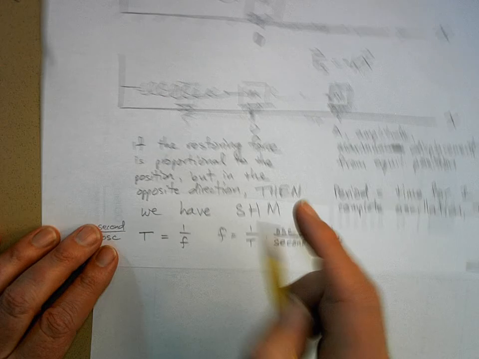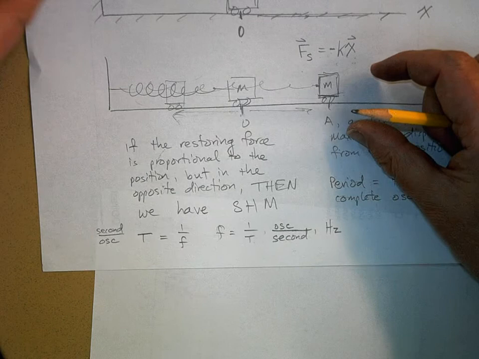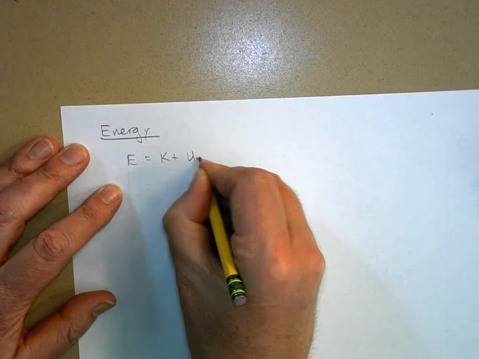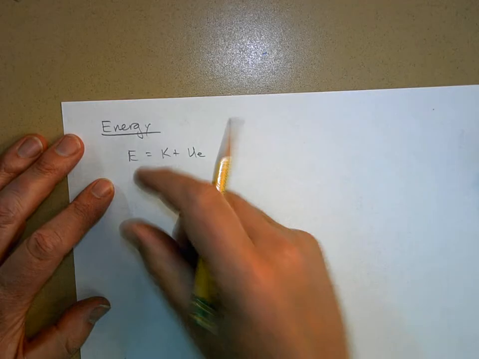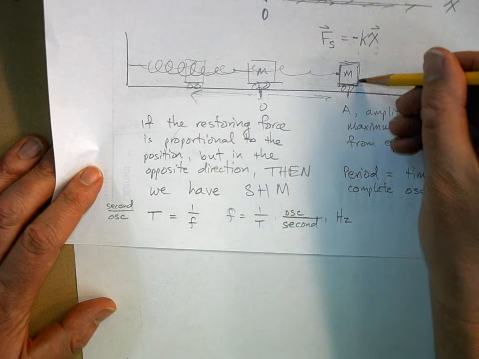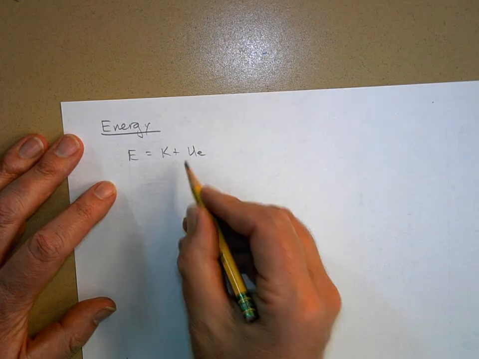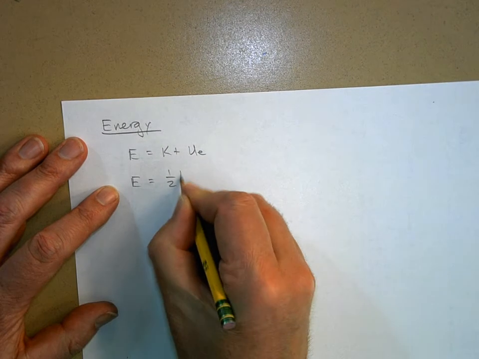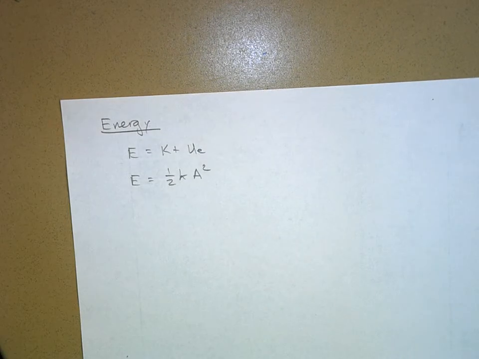Well, when this thing was pulled back like this, and I was holding it there, the energy, E, is going to equal kinetic energy plus elastic potential energy. But when I have it at its amplitude, when it's all the way out here, it has no kinetic energy. All of the energy is stored in the spring. So I can say that E equals 1/2 k A squared, where A is the amplitude. It's the maximum value of x. And it's squared.